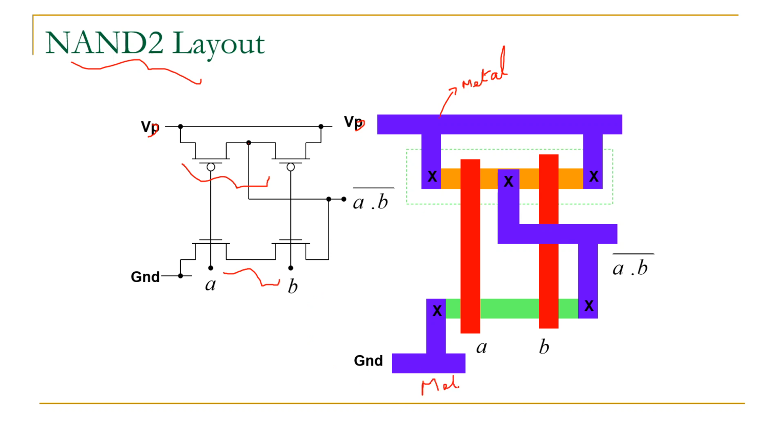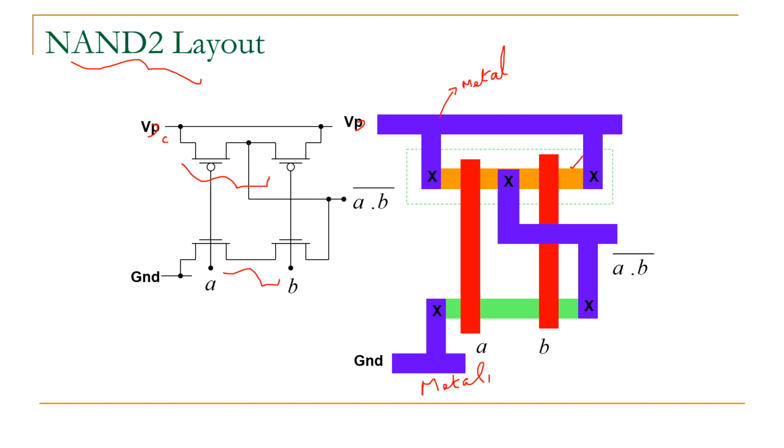So this is your metal 1. Once the metal 1 is given for VDD and ground, next we need to connect for the P MOSFET. Draw the P MOSFET, so that is your orange color. Now we need to make the connection.